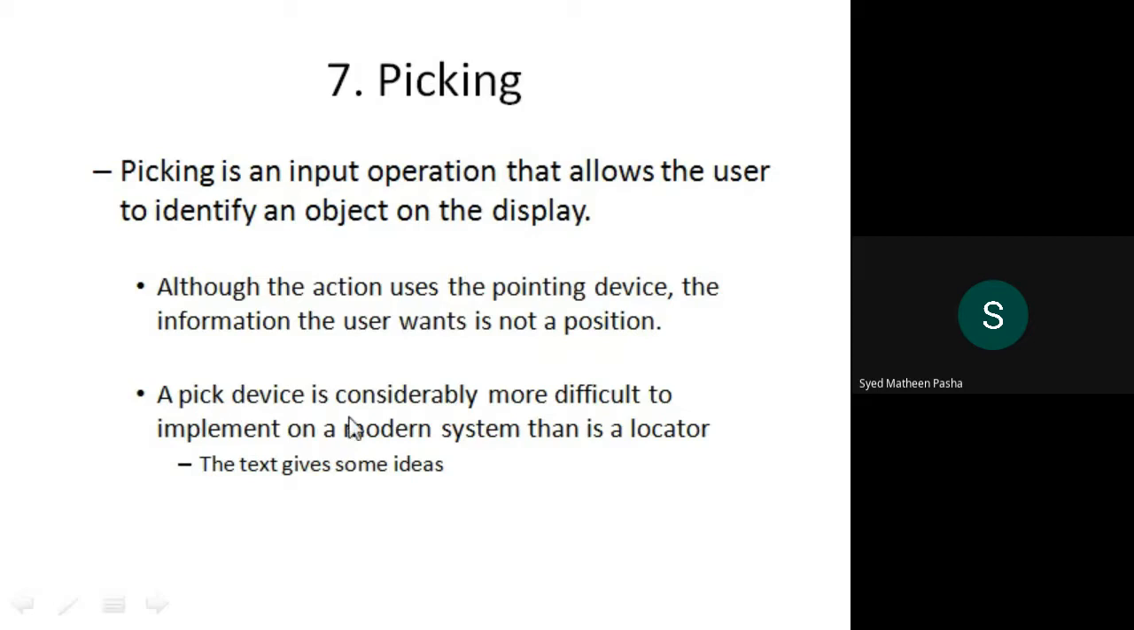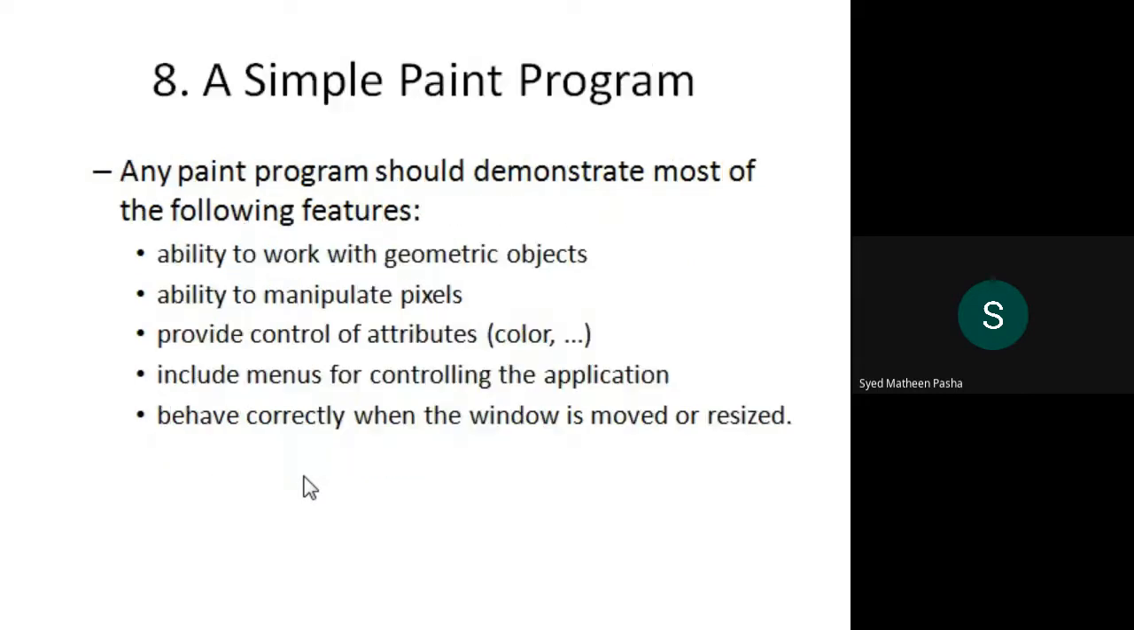Then a pick device is considerably more difficult to implement in a modern system than a locator. This tells us that if you are using picking devices, it is difficult to implement a system which is comparatively easy with a locator. What happens at that time? The text gives some ideas. If you are using text in this model to implement the picking device, the text which you have defined gives some ideas to it.